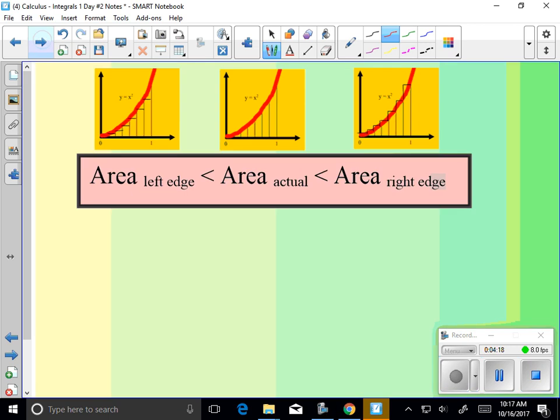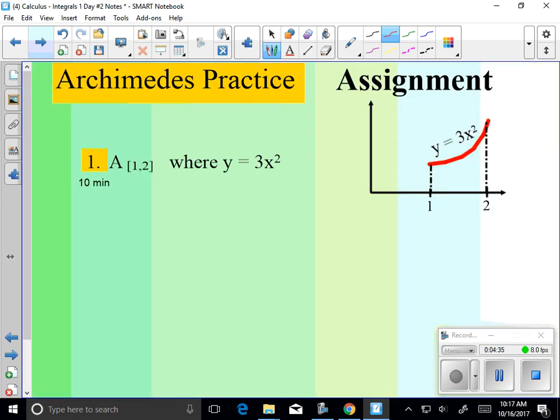Okay, so now our goal is, I'm going to take the right edge method, and I am going to take the limit as n goes to infinity and show you that that gives us the area under the curve. We could do both sides and show that it equals, but we're just going to do one side. So here we go. We're going to find the area under the curve 3x squared from 1 to 2. But before I do that, I'm going to find the area under the curve from 0 to 2.